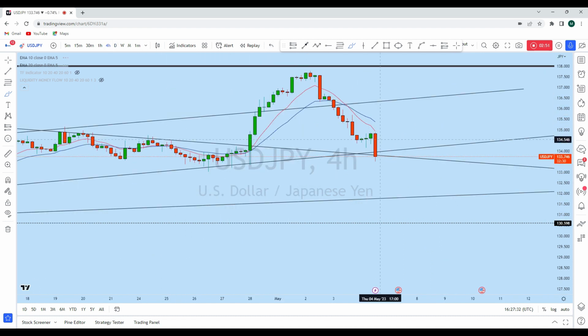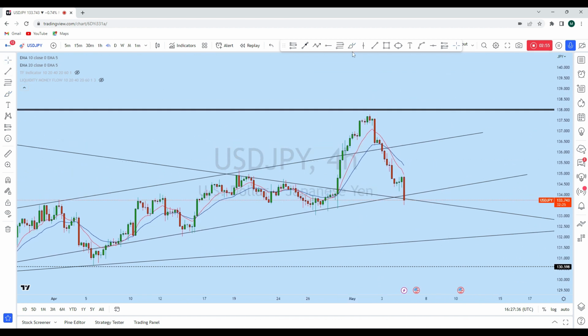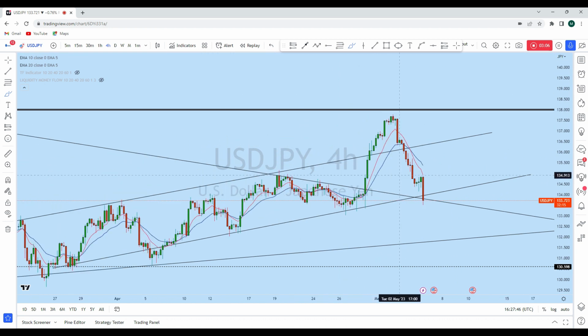Now if we look at a further lower time frame, we can see that dollar yen, after creating a head and shoulder in that important level, has broken down. Every time the price was grabbing liquidity and then dropping towards the downside. Now this is the last candle that you see that has broken all this support and resistance.